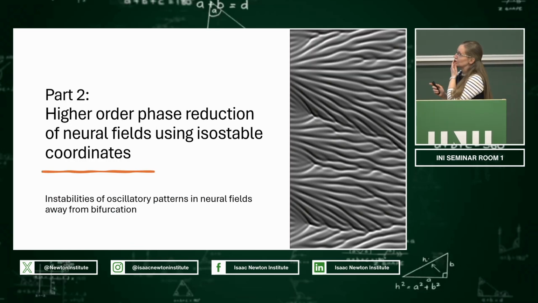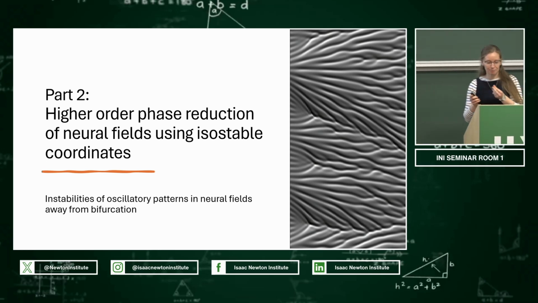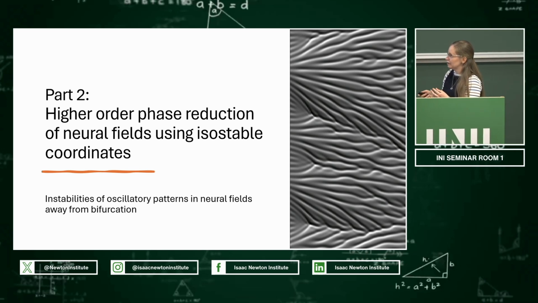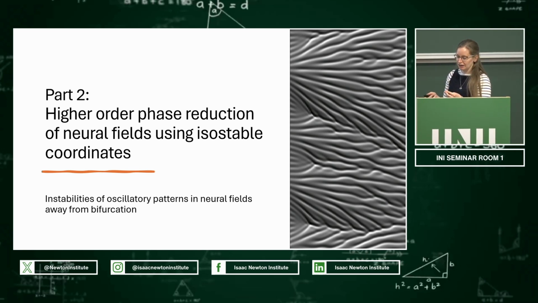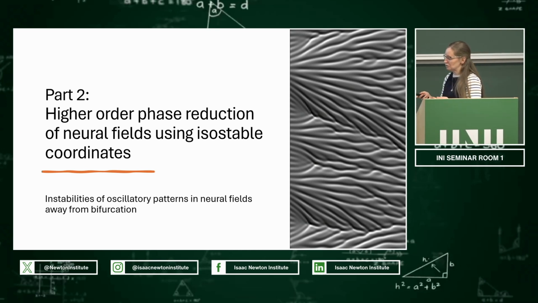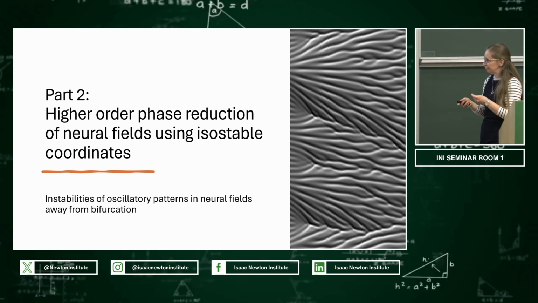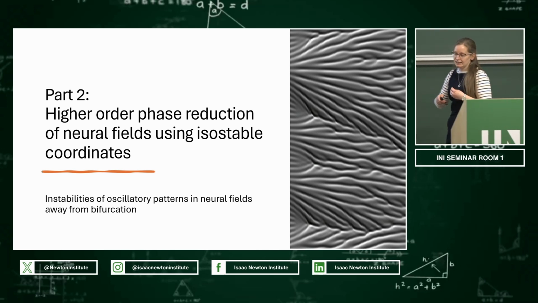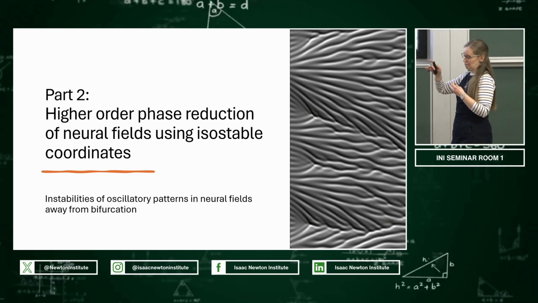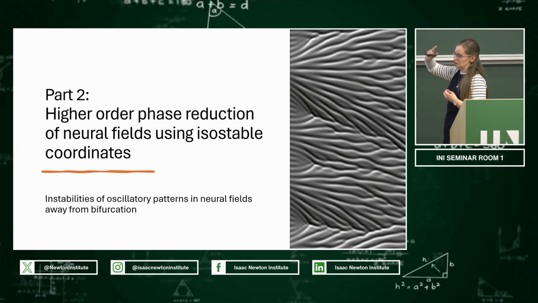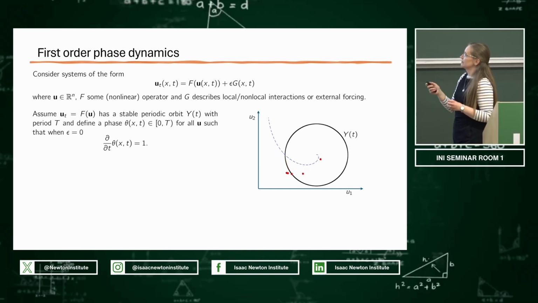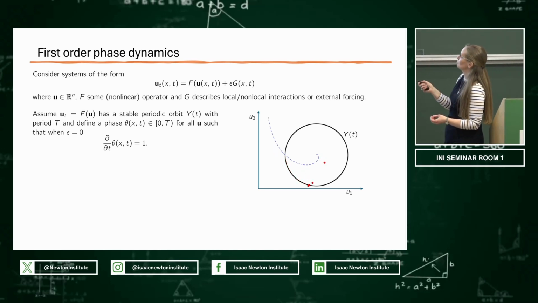So let's move on to part 2, which is a little bit different. We were able to get amplitude equations near to a bifurcation, but if you're further away from a bifurcation and you've got an oscillatory pattern, how do you describe how that pattern evolves? The classical technique would be to say everywhere in my tissue is oscillating, and so I can describe a phase. So it's got a very general sort of form of model.